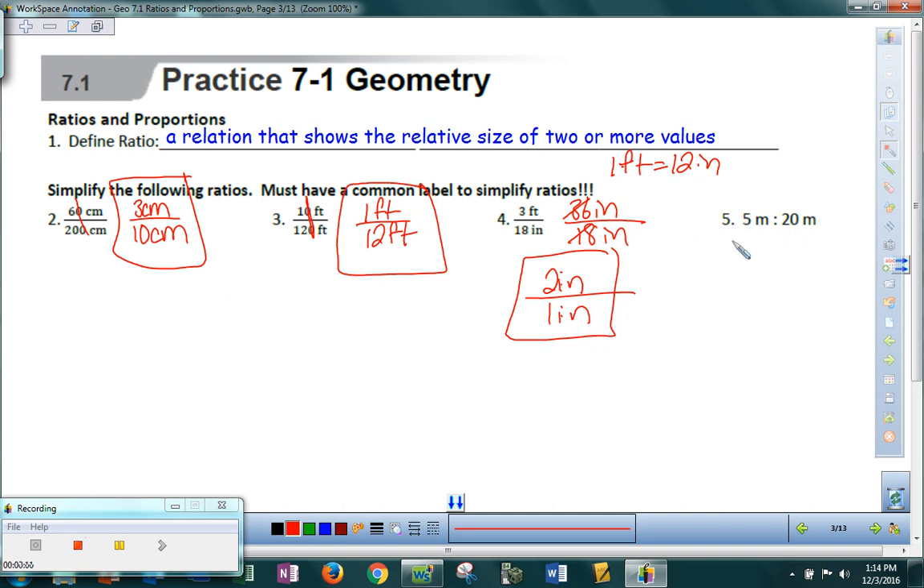Last one of this type here, we've got 5 meters to 20 meters. Just like with our ratios here, we're in the same measurement, we're good to go. We just have to make sure that there's not something that's shared with both numbers. In this case, we've got a 5 and a 20. A 5 goes into both of those, so I've got 1 meter and 4 meters. Okay, all of those are just different ratios as simplified as we can get them.